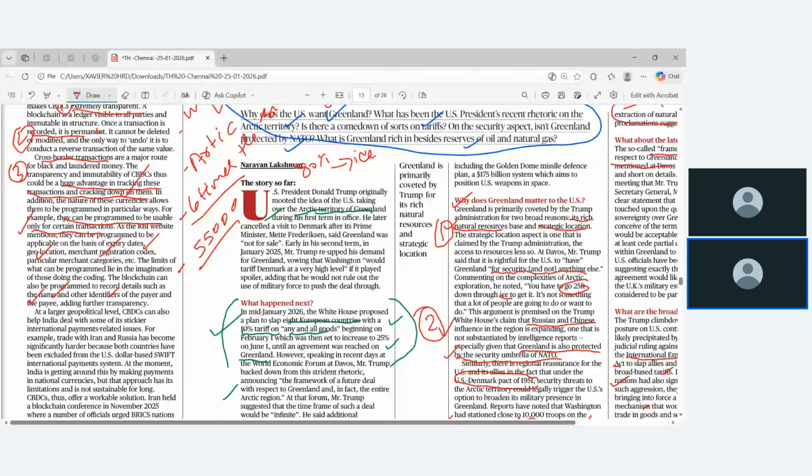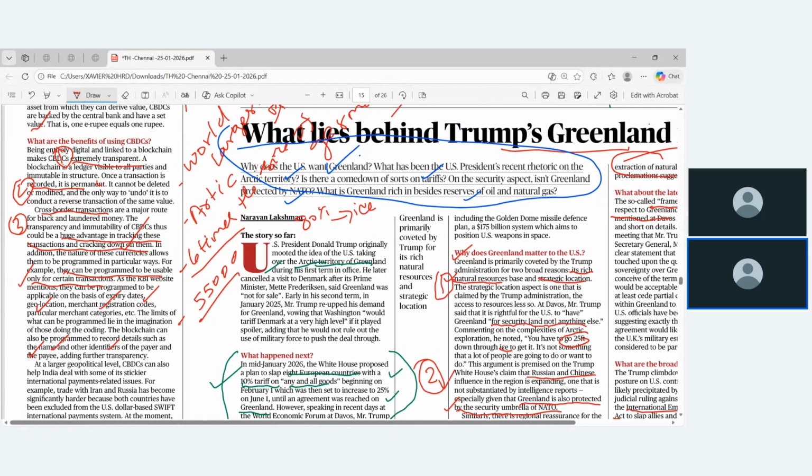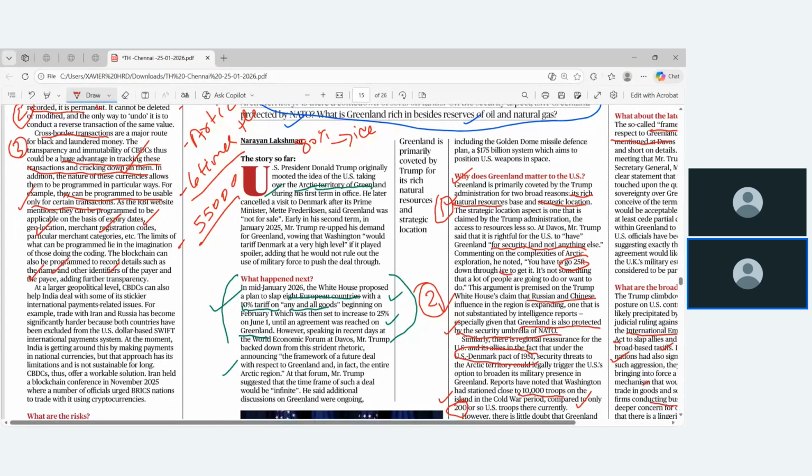So overall, the advantage of the central bank digital currency is, first, mainly transparent transactions. Second, illegal transactions can be cracked down on. Third, it is programmable through coding with respect to usable transactions, usable for a particular purpose. This is the nature of central bank digital currencies.